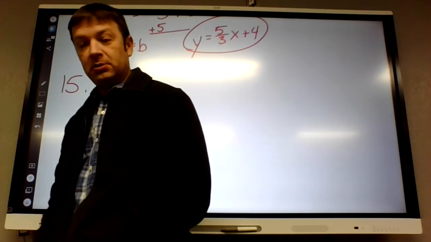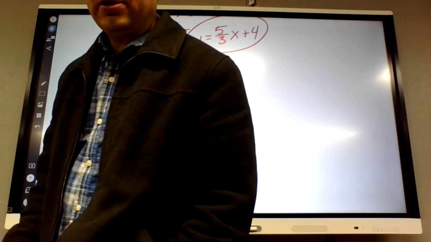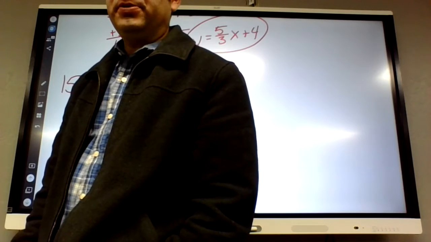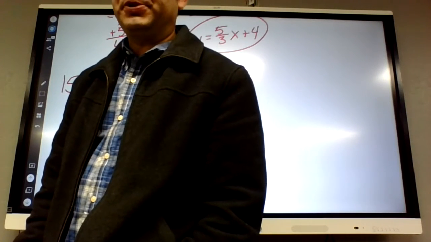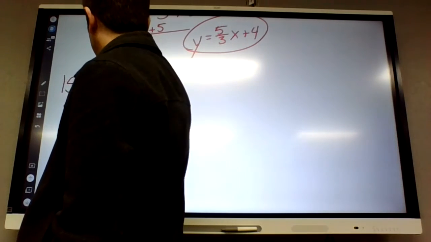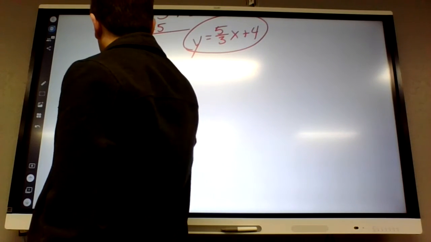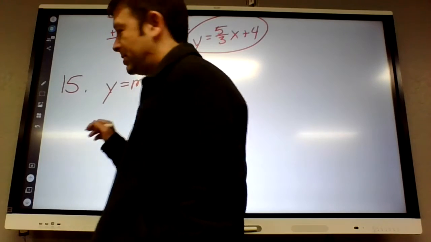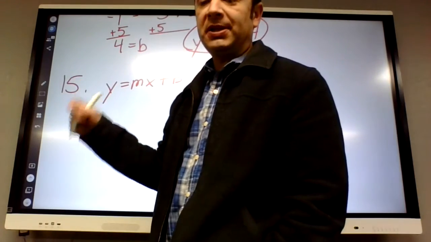Number 15. 1/4. So I've done a couple examples. Maybe I can just do it all at once. Will you guys panic if I do that? So we're using y equals mx plus b. I'll slow it down a little bit. So I'm going to plug all these things in.